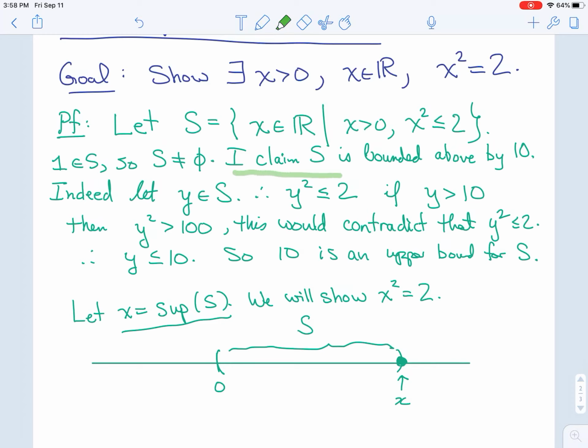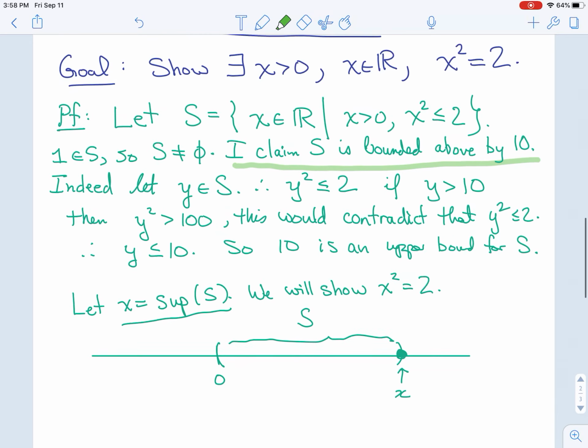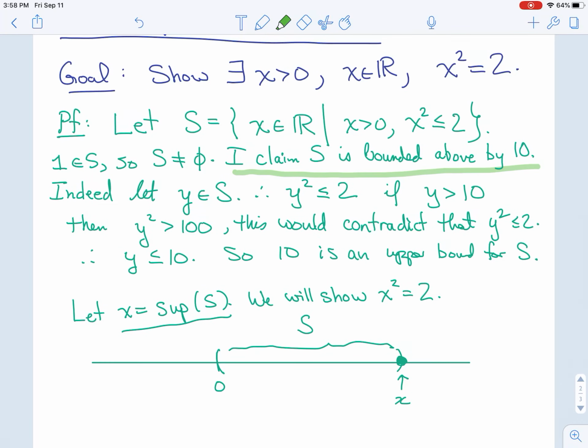And so we've shown that the set S is bounded above. Right? We know it's bounded above by 10. We just picked that because we needed some number bigger than that. I could have picked 8. I could have picked 3. I could even pick 2. Right? But I know it's bounded above. And so I'm going to take that number to be the supremum.